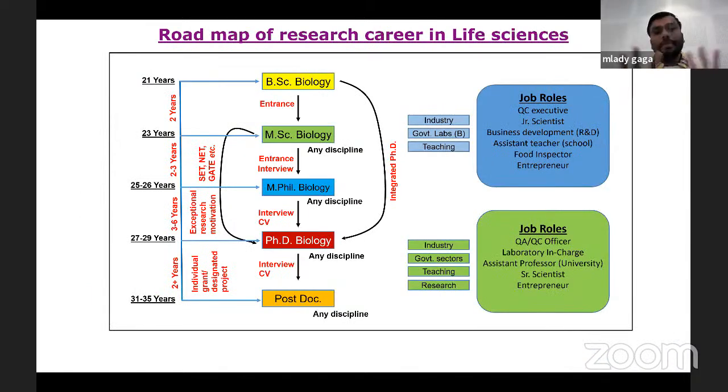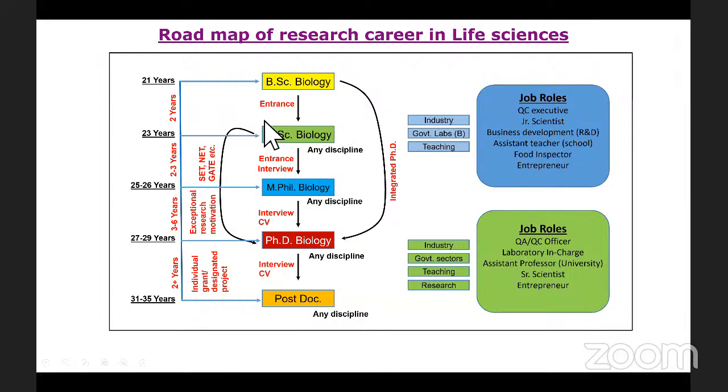So this is the fundamental scheme of the roadmap in life science. How do we go from one step to another? After doing bachelor's, you need to go for master's, which is MSc. How do you get there? You have an entrance test, in some cases an interview, and you also need basic qualifying grades in your bachelor's. So if you are lucky, you qualify everything and you join for master's.